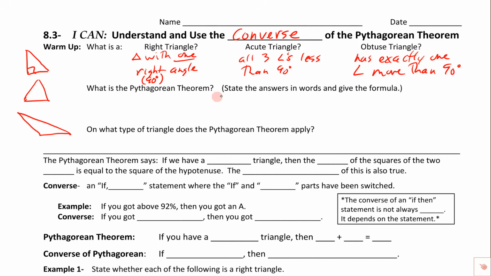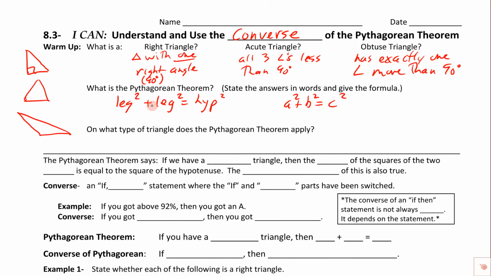Okay, next question. What is the Pythagorean theorem? State the answer in words and give the formula. So again, I'd much rather have you remember this. It's leg squared plus leg squared equals hypotenuse squared. Then remembering this, a squared plus b squared equals c squared. Now they're both important, but the cool thing about that statement, leg squared plus leg squared equals hypotenuse squared, is it really contains all of the information that you'd need. If we've got a hypotenuse, that name only applies to right triangles, so we know we'd have a right triangle, and we're taking the two short legs, leg squared plus leg squared equals hypotenuse squared.